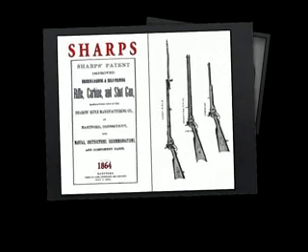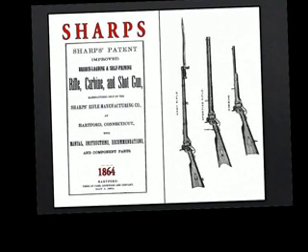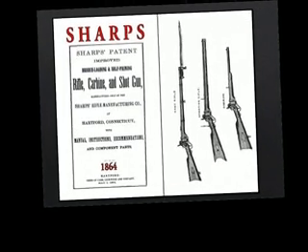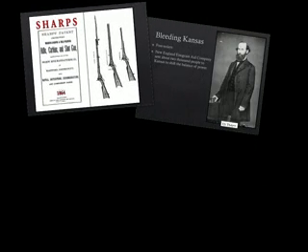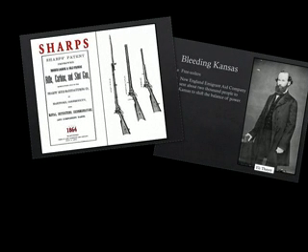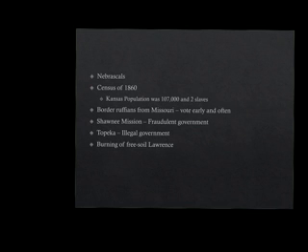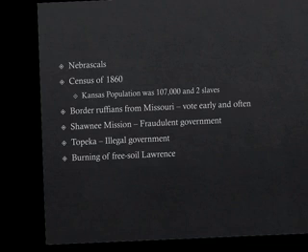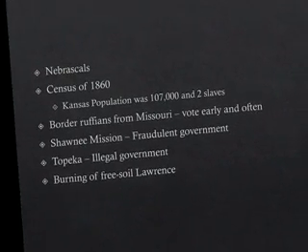We also have the Sharps rifles that are brought to Kansas and smuggled in as Beecher's Bibles. You'll find a lot of this information in your textbook on pages 398 and 399, even on page 400. So hopefully you spend some time reading through those pages. I wanted to call your attention to a few things that are mentioned on pages 399 and 400.